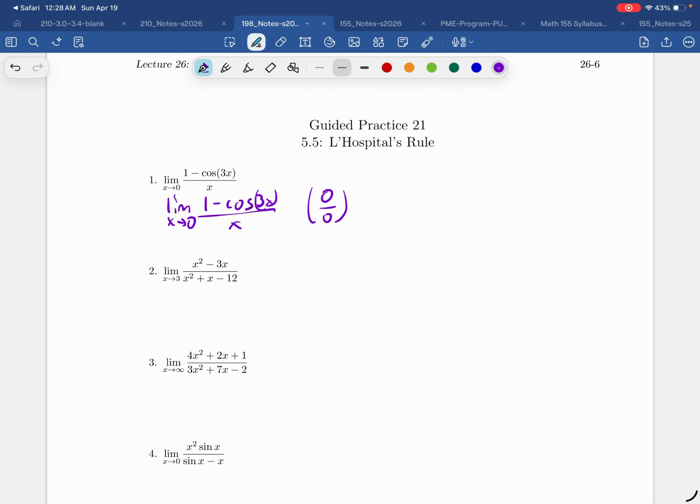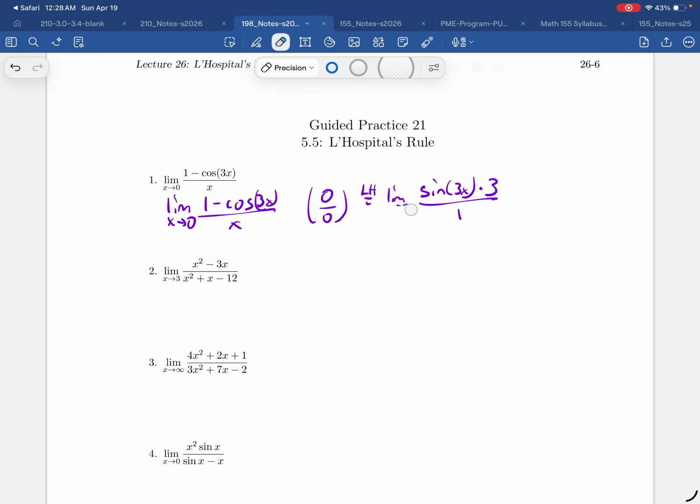And so we can use L'Hopital's rule, and we get the limit as x approaches 0 of the derivative of 1 goes away, right, to 0. Derivative of negative cosine becomes positive sine of 3x. But we do also have that coefficient of 3. Maybe I'll put that back here so you see it, times 3. Derivative of x is just 1, so let me make this a little clearer.